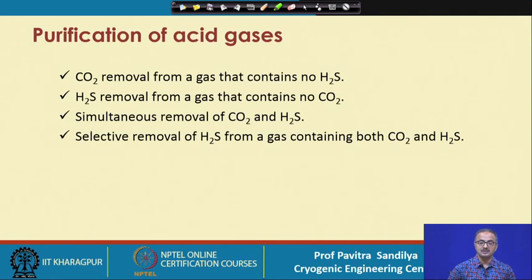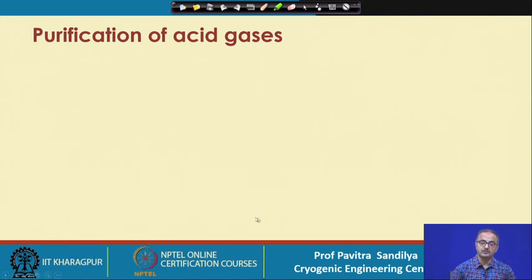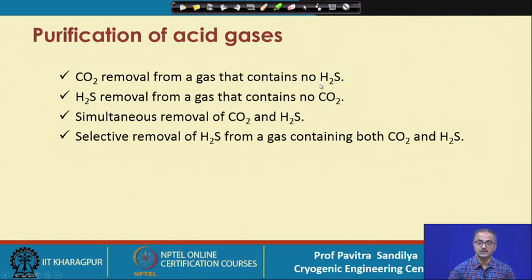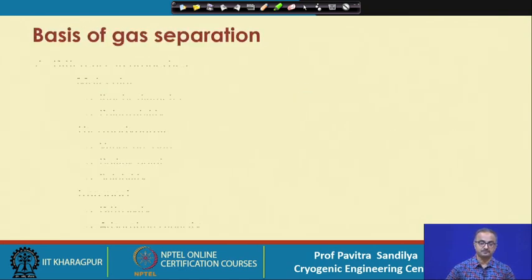Now, let us see the various bases of removal of these acid gases. We may remove carbon dioxide from a gas that contains no H2S, or we can remove H2S from a gas which does not contain carbon dioxide, that is, carbon dioxide and H2S present alone, or we can simultaneously remove these two gases, or we can selectively remove H2S from a gas containing both CO2 and H2S. Depending on the requirement, we will have to adopt a suitable method to meet these conditions.